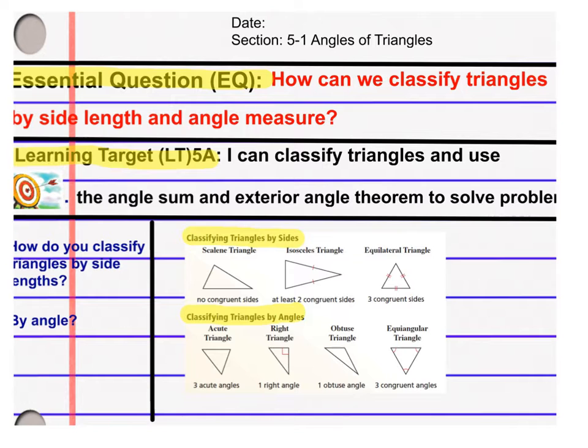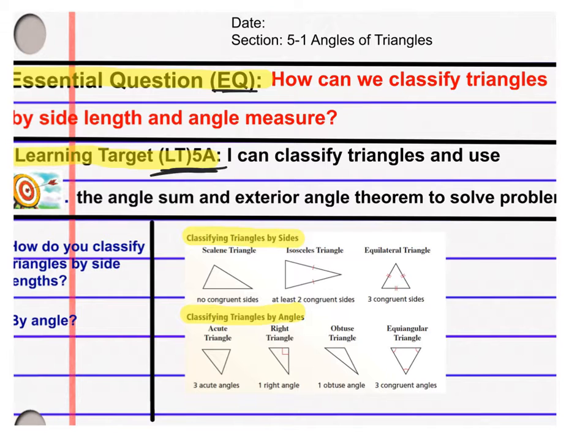So put the date and the topic in the top right corner. Set up your lines for your Cornell notes. All right, and then our EQ, or essential question, for today. How can we classify, so kind of name and sort, triangles by side length and by angle measure? So there'll be two different systems we use. Our first learning target of the chapter, learning target 5A: I can classify triangles, so that's going to be some vocab, and I can use the angle sum and exterior angle theorems to solve problems.